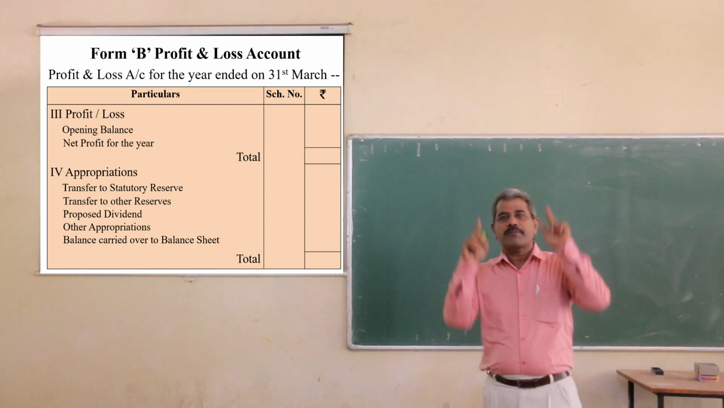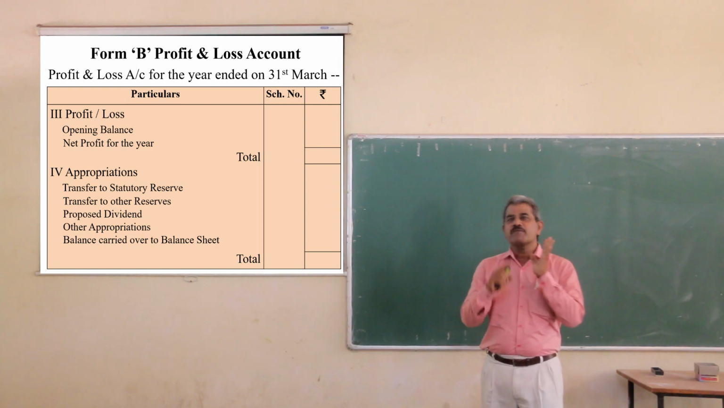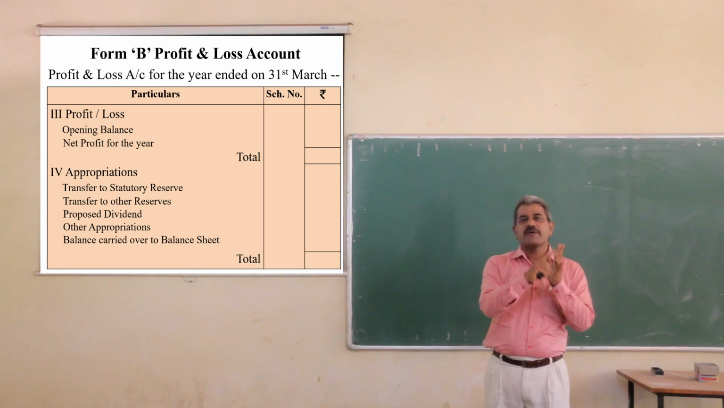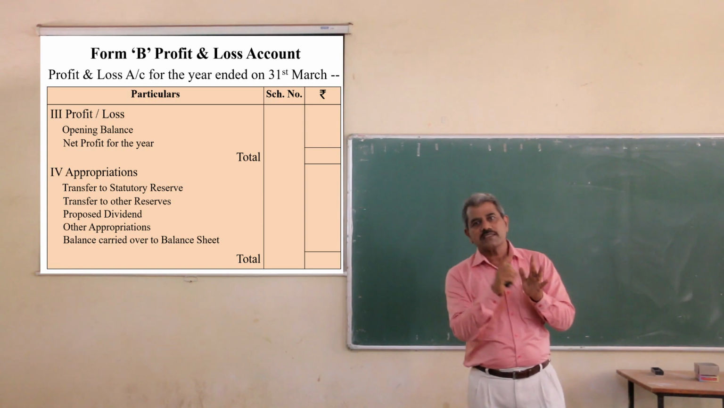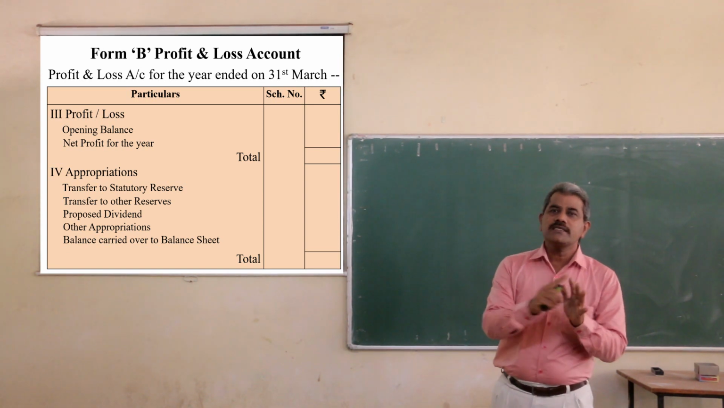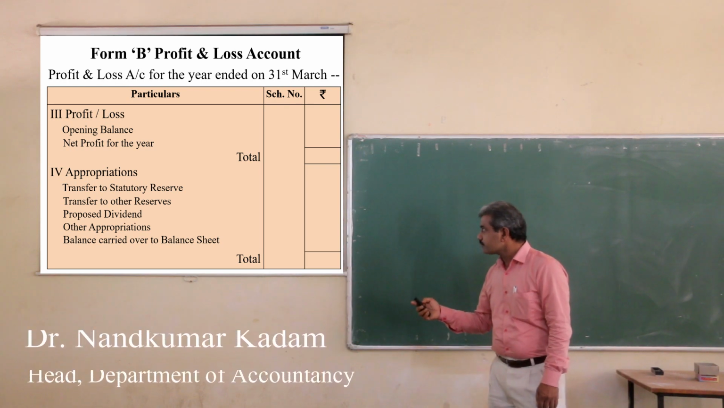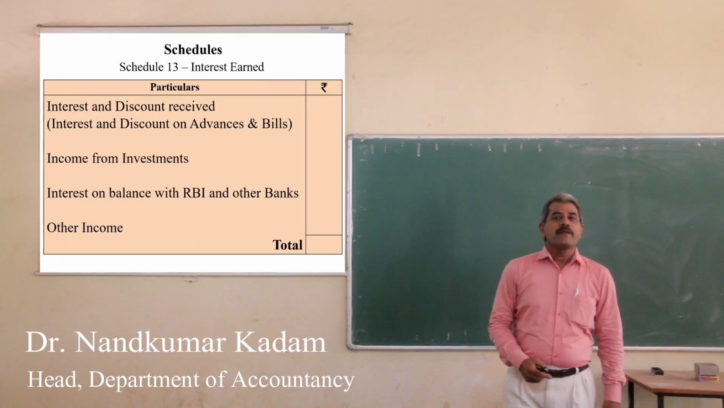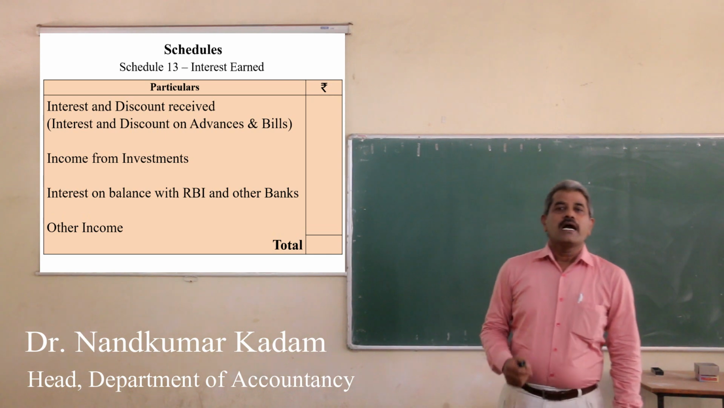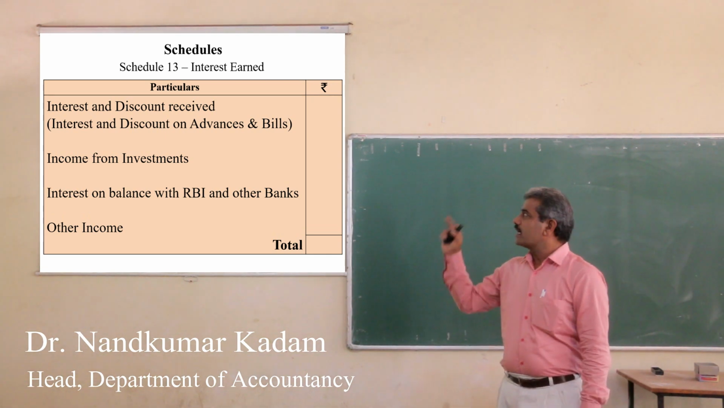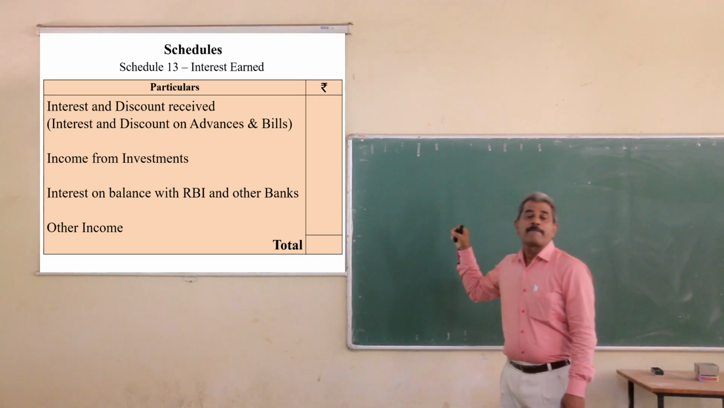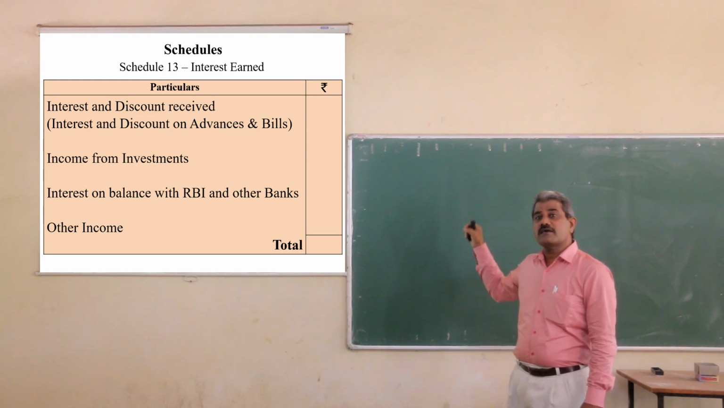Thus, the profit and loss account includes four headings. First is income, second is expenditure, third is profit or loss, and last is appropriations. We will see them in detail. We come to the first item, income. Under this income, the first heading is interest earned.